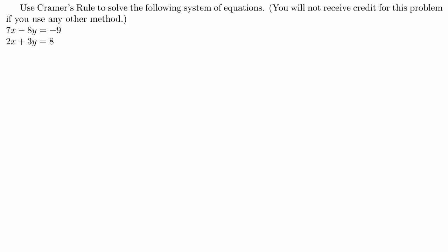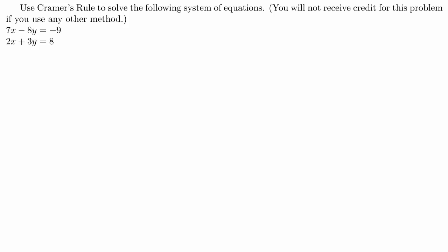Hello. In this problem, I want to use Cramer's rule to solve the following system of equations, and you will not get credit for using any other method. It's 7x minus 8y equals negative 9, 2x plus 3y equals 8.